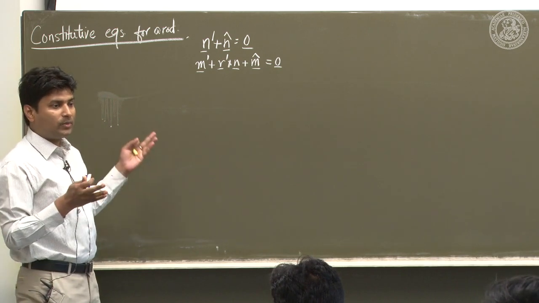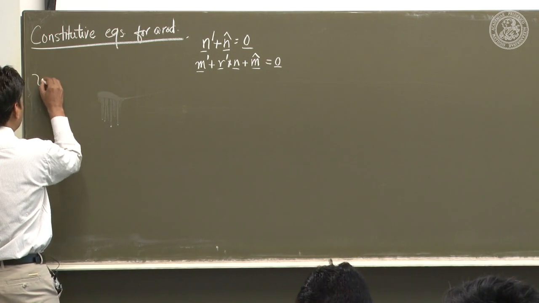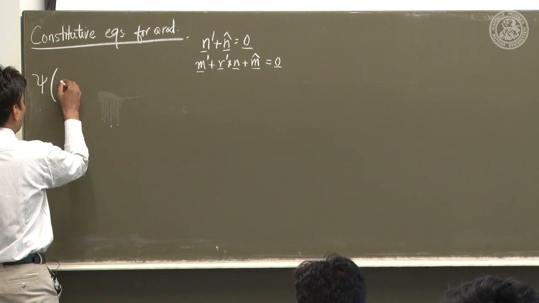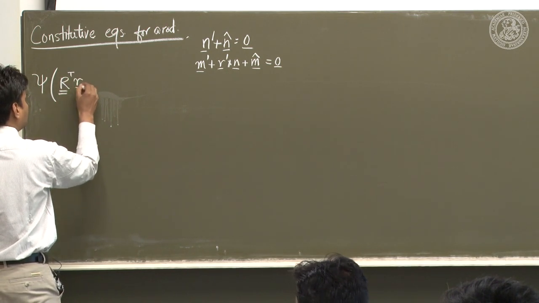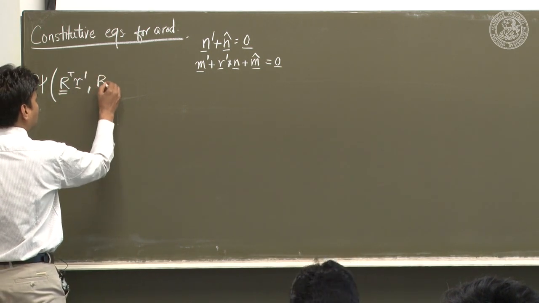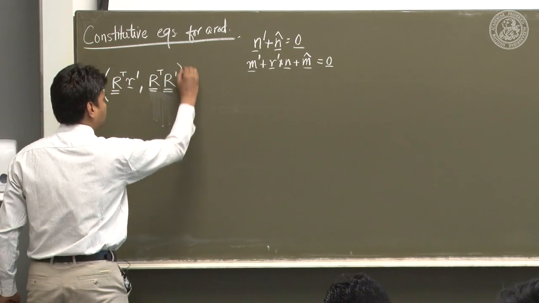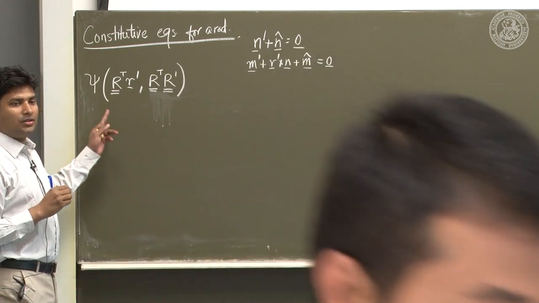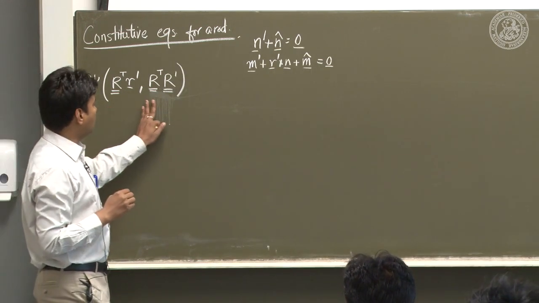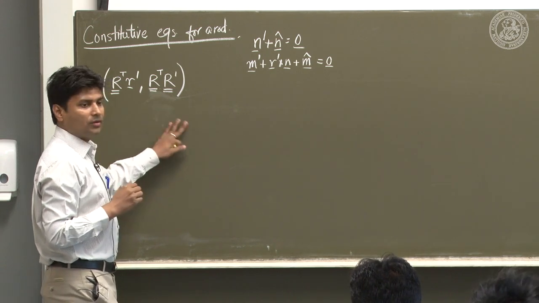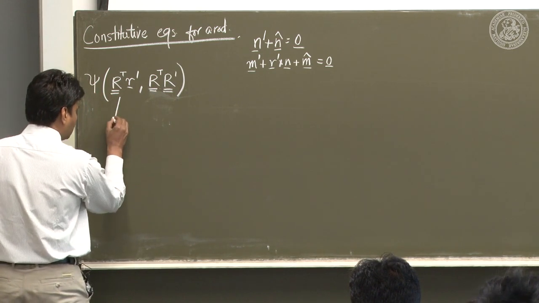And then we used frame indifference and finally came to this form of constitutive equation, psi of r transpose small r prime, comma, big R transpose big R prime. So that's the strain energy or stored energy per unit undeformed length, right? And then we also said, what's the physical meaning of this?